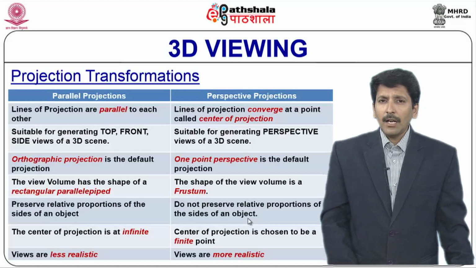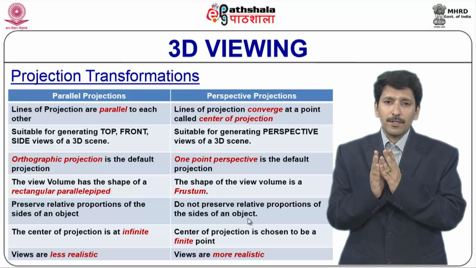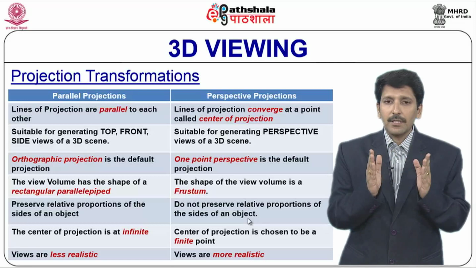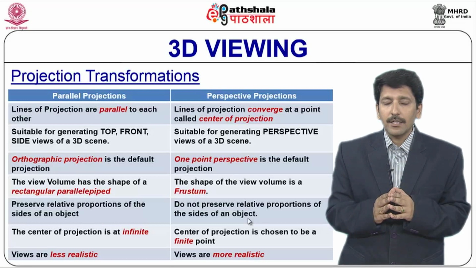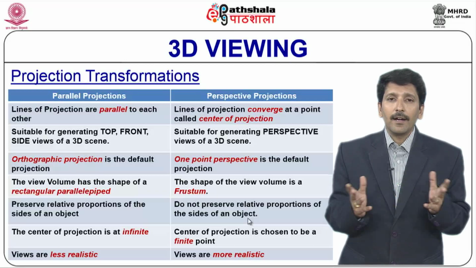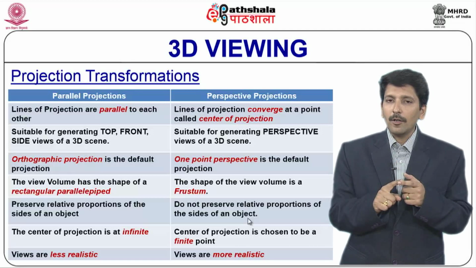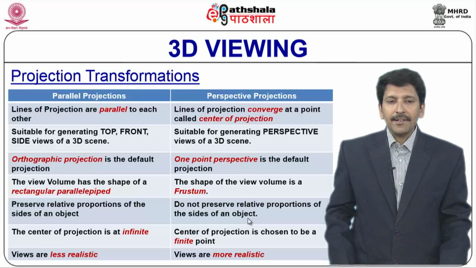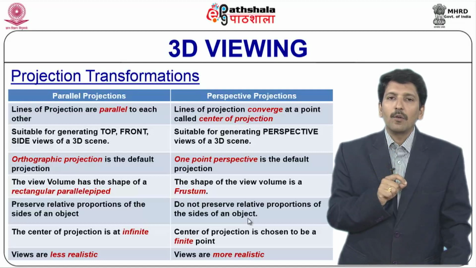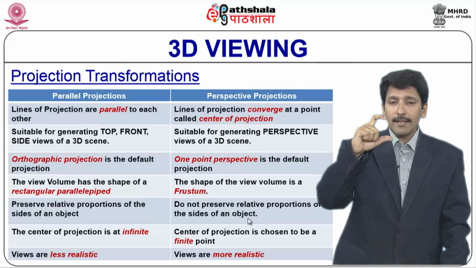And now, let us see the most important differences between parallel projections and perspective projections in this slide. In parallel projection, the lines of projection are parallel to each other, and in perspective projection, the lines of projection converge at a point called the center of projection. It is also called the projection reference point in other terminology, and it is also denoted as I. The next difference: parallel projection is suitable for generating top, front and side views of a 3D scene, whereas with perspective projection we can generate perspective views.